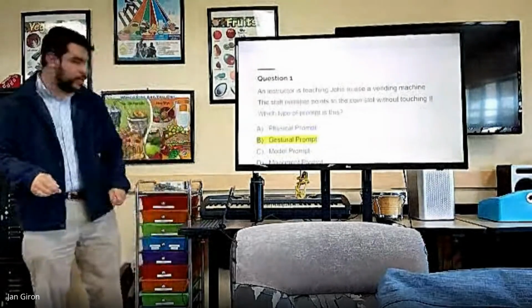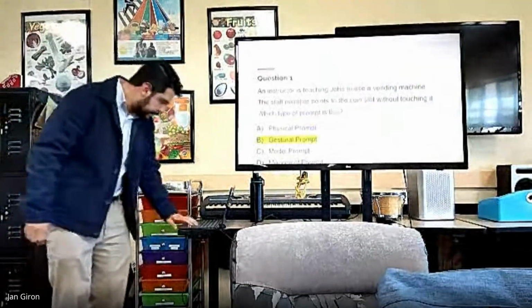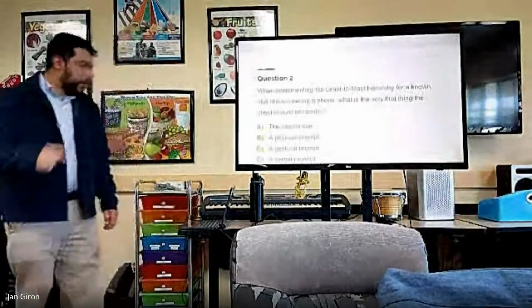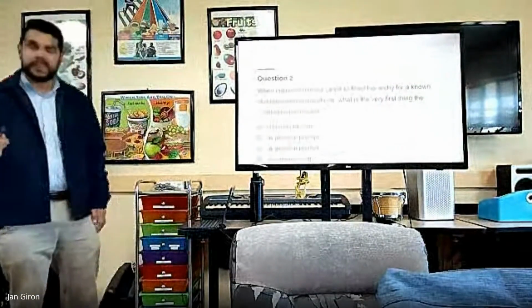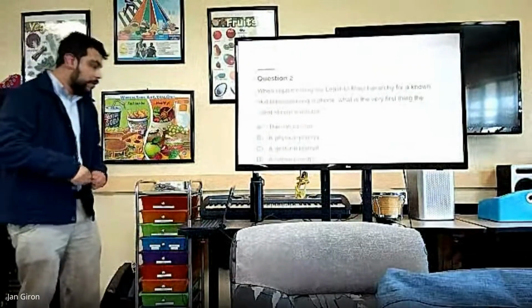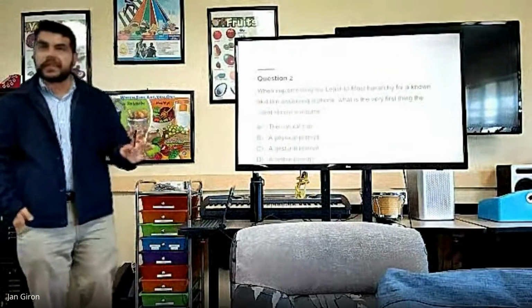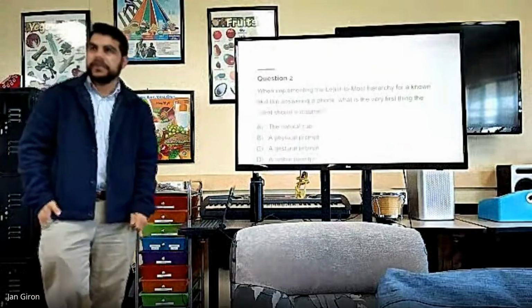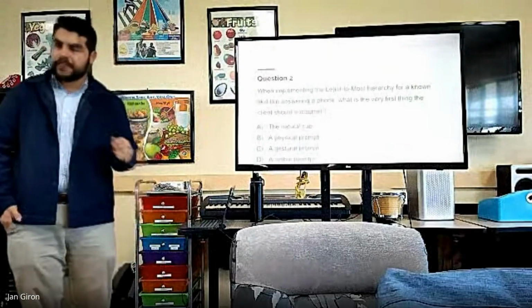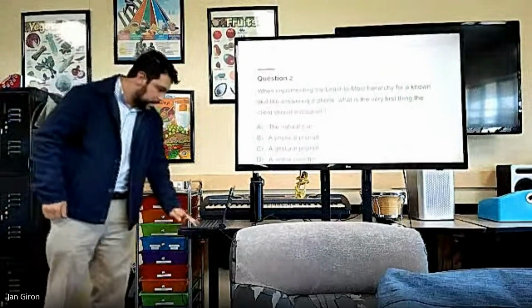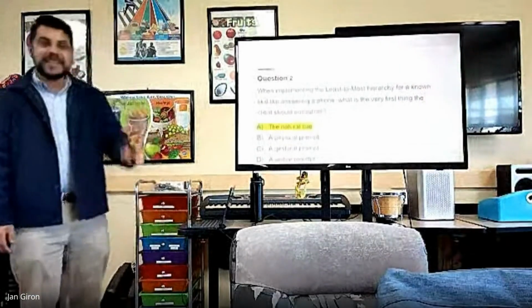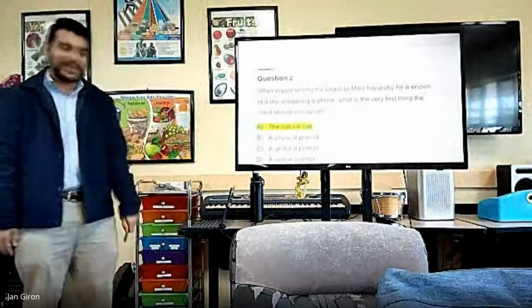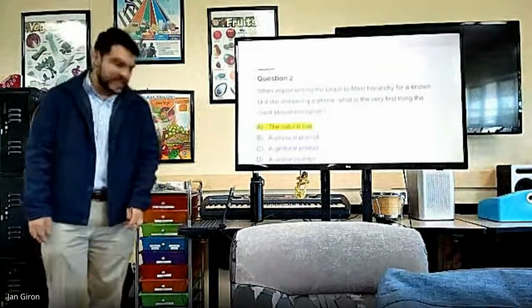Yes, it is a gestural prompt. Very good. When implementing a least to most hierarchy for a known skill, like answering the phone, what should be the very first thing the client should encounter? Natural cue. Everybody's saying it. Yes, natural cue. The very last thing they should encounter would be a physical prompt, and that's the verbal natural cue. Yes.